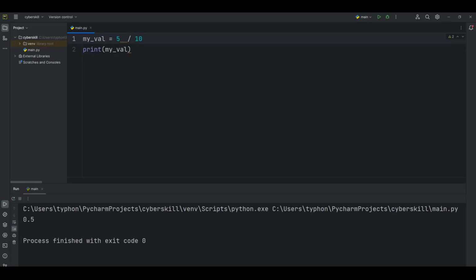And here Python uses two multiplication symbols to represent exponents like this. For example, 5 exponent 10 is equal to this here. For example, 3 exponent 3 equals 27. And 10 exponent 6 equals 1 million here, 1, 2, 3.